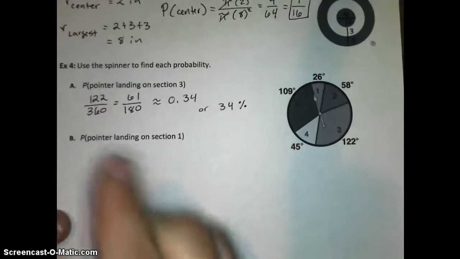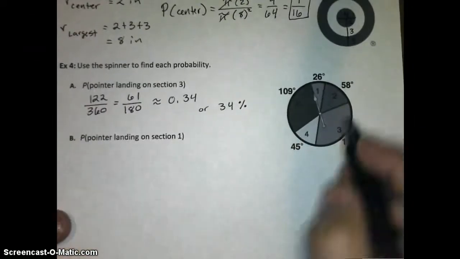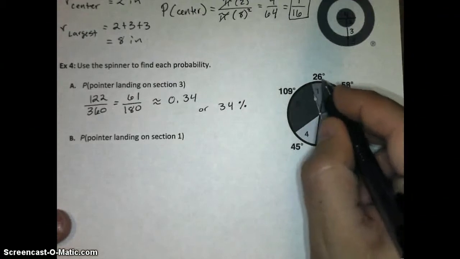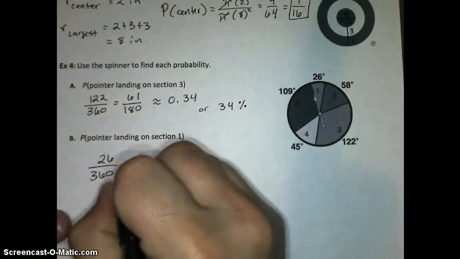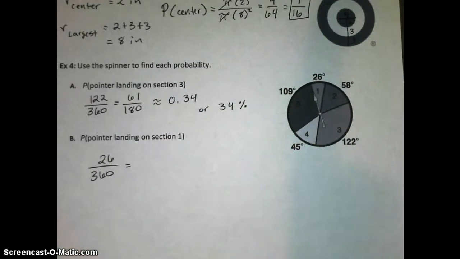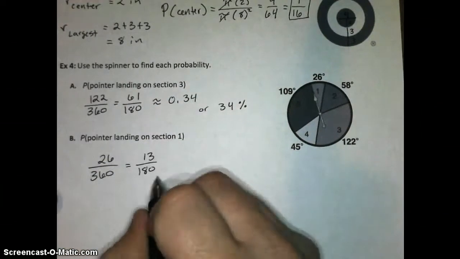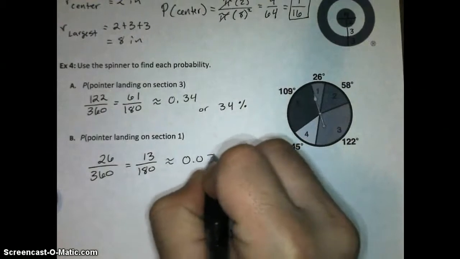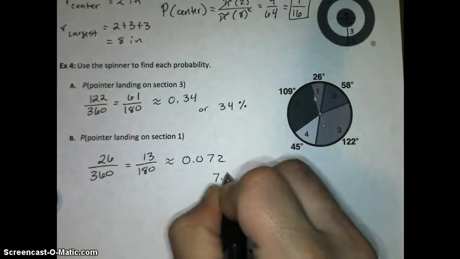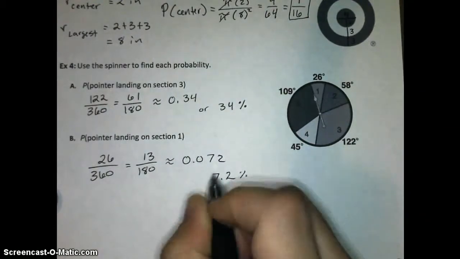All right, part B, the pointer landing on section 1 is only a 26-degree arc, and that's out of our 360, which would reduce to this, 13 over 180, or approximately 0.072, which is about 7.2%.